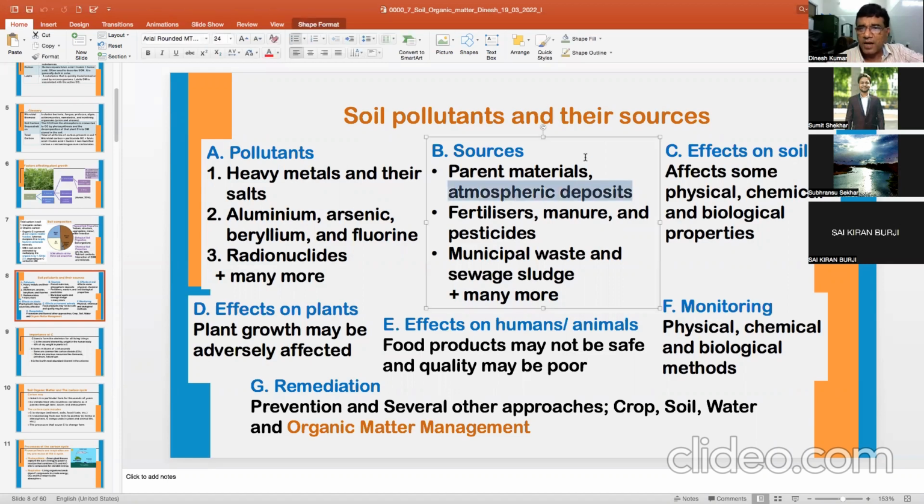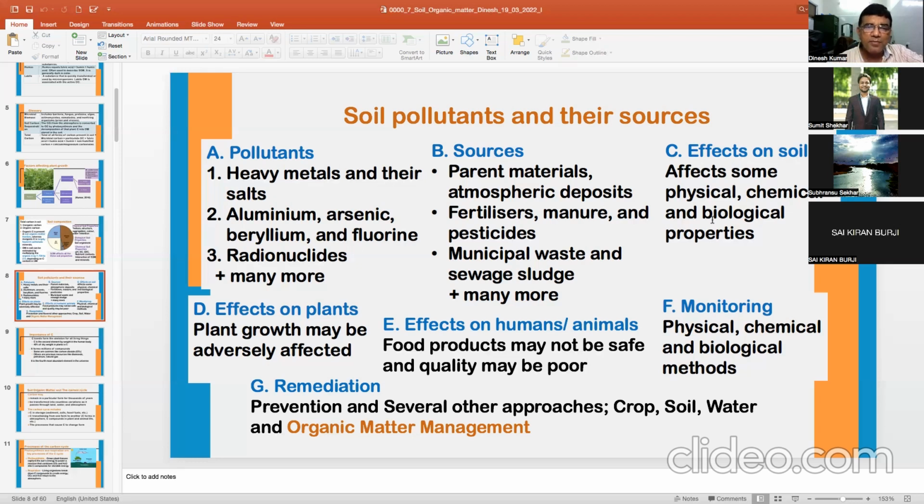Atmospheric deposits can also be a source of pollutants. Fertilizer, manure, and pesticide can be sources. Municipal waste without treatment and sewage sludge, and many more can be sources of pollutants in soil. Now, if pollutants have entered your soil, how are they going to affect the soil? Effects on soil: they affect some physical, chemical, and biological properties.